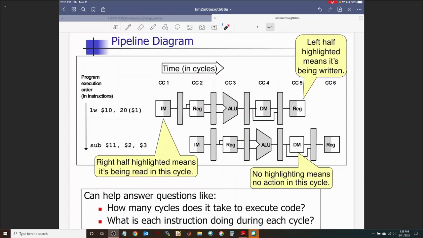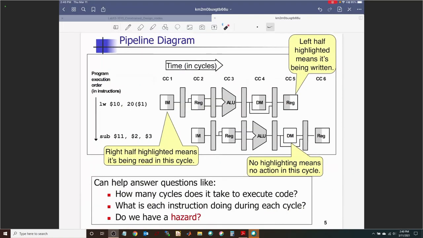Now, the first thing that you notice is load word instruction uses clock cycles 1 through 5, and subtract instruction uses clock cycles 2 to 6. I also want to point out, what if you don't highlight anything? For example, the data memory over here, there's no highlighting. That essentially means that during the subtract instruction, you are not reading or writing to the data memory. You're essentially bypassing that data memory and then eventually writing to the register. That's the destination register, $11. So no highlighting means no action. Highlighting on the right means reading. Highlighting on the left means writing. So that's how you read that pipeline diagram.